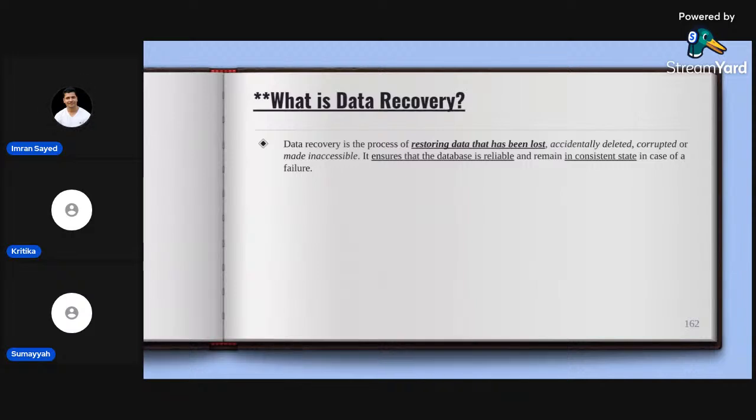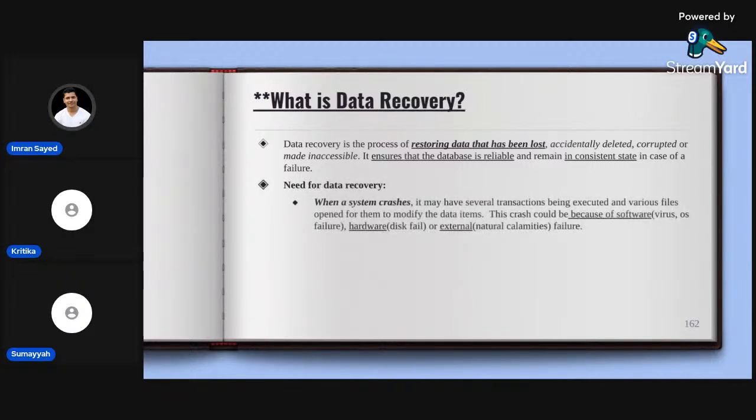What's the need? The need is that when a system crashes, it may have several transactions being executed and various files opened for them to modify the data items. This crash could be because of software, hardware, or external failure. Software could be a virus or operating system failure, hardware could be a disk failure, and external could be natural calamities such as an earthquake.